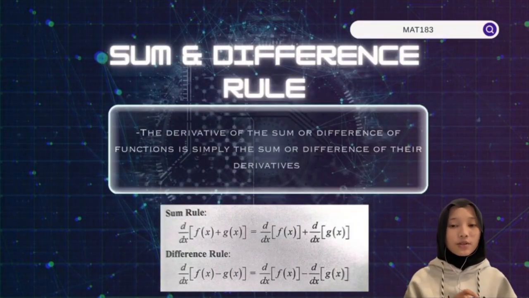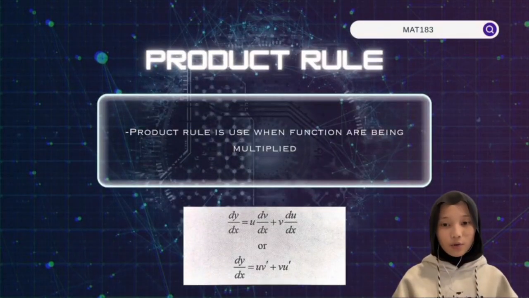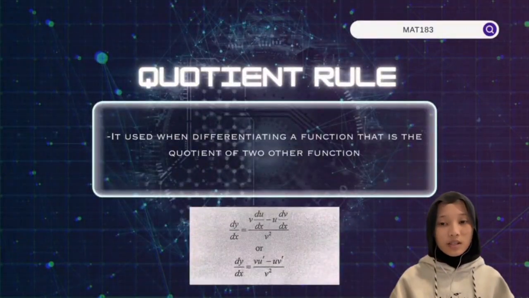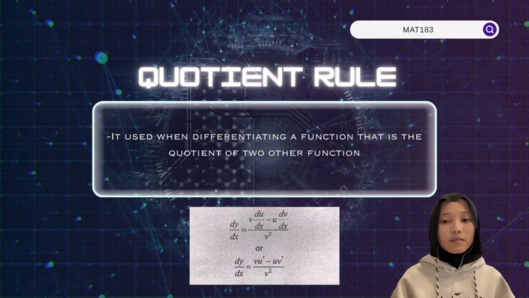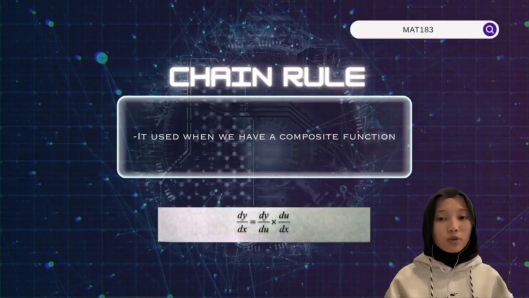The sum and difference rule says the derivative of the sum or difference of functions is simply the sum or difference of their derivatives. Next is the product rule. The product rule is used when functions are being multiplied. Next is the quotient rule, which is used when differentiating a function that is the quotient of two other functions. Next is the chain rule. It is used when we have a composite function.